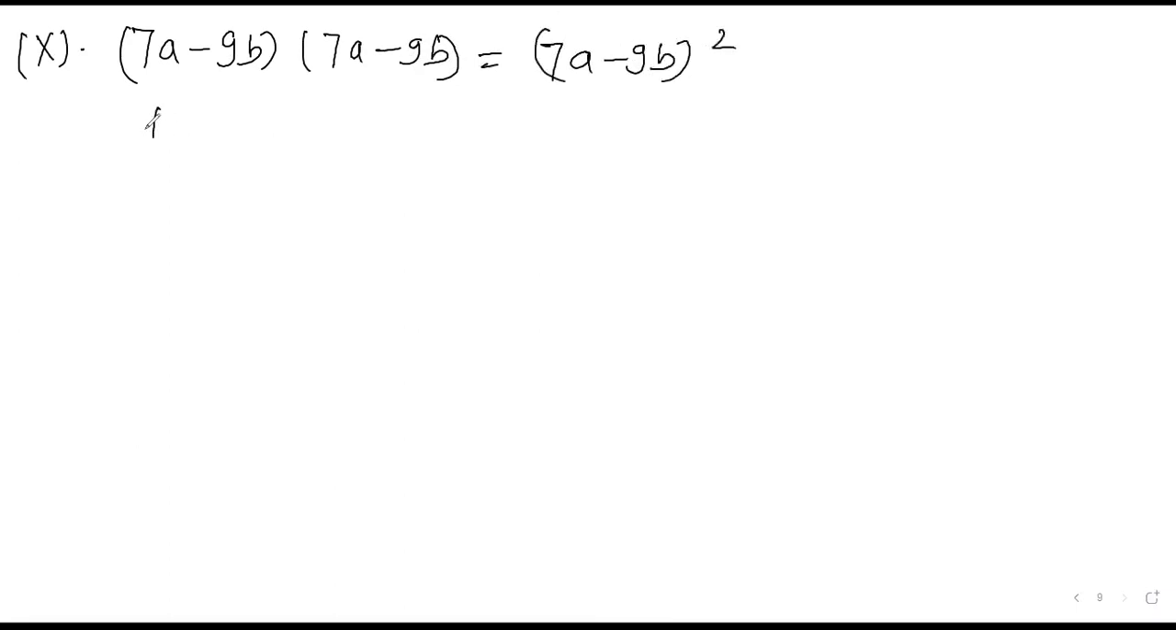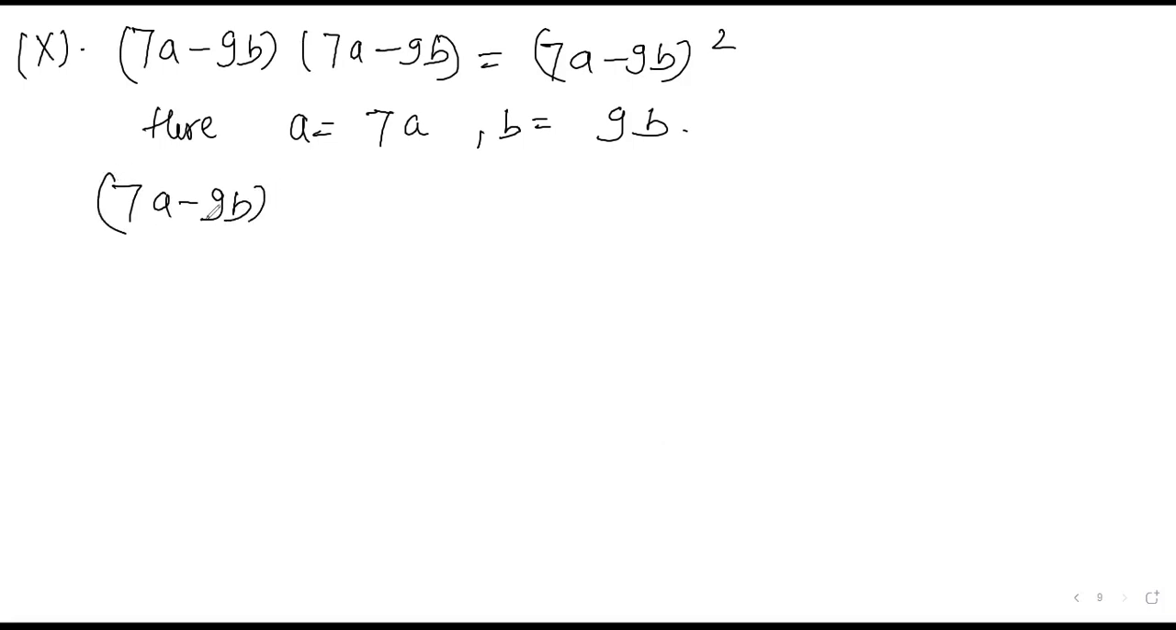Now the last part of this question, that is 7a minus 9b and 7a plus, sorry, 9b again. That means the same, so simply you will write 7a minus 9b whole square. If you compare, you will get a equals 7a, b equals 9b, right? Now you will use the identity a minus b whole square, which gives you a square minus 2ab plus b square, right?